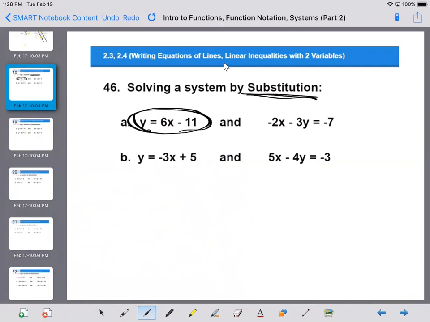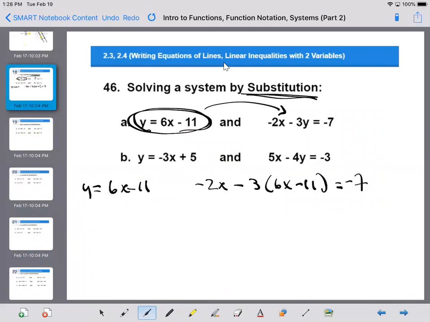So now that we know that y is equal to 6x minus 11, wherever you see a y in the other equation, you just substitute 6x minus 11. And now you're all in terms of x. So now I can solve for x.